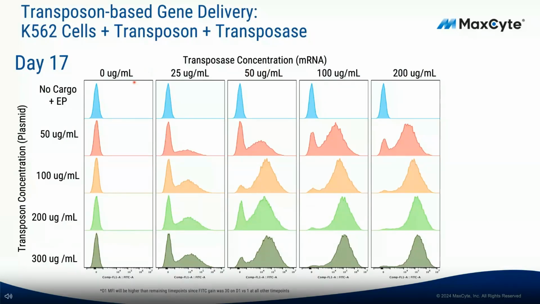So you can see after 17 days, even with the highest concentration of DNA transposon, you don't have any integration of the DNA transposon. Whereas as you increase the amount of transposase, you can basically get higher levels of cells with integrated copy numbers of DNA.